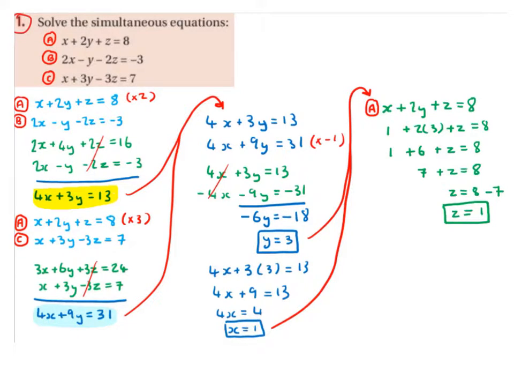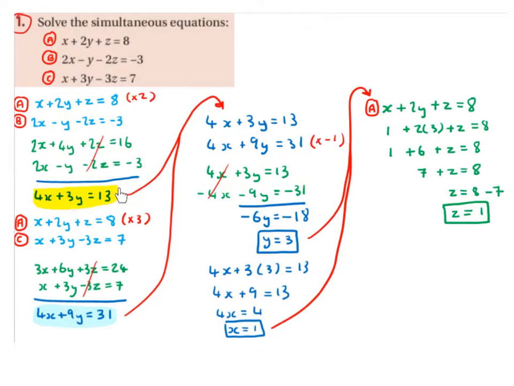Now I'm going to take equation A and equation C. So I've written them down here. And I'm going to multiply equation A by 3. So x multiplied by 3 is 3x, 2y multiplied by 3 is 6y, z multiplied by 3 is 3z, 8 multiplied by 3 is 24. Now my z's will cancel out. 3x plus x is 4x, 6y plus 3y is 9y, 24 plus 7 is 31. Now I have another equation in terms of x and y.